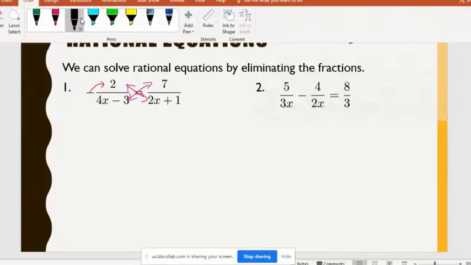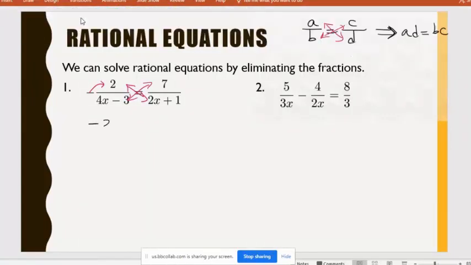And now I know exactly what I'm going to multiply. So negative 2 times parentheses 2x plus 1 is equal to 7 times 4x minus 3. And it now looks like a linear equation, doesn't it? And we know how to solve that.